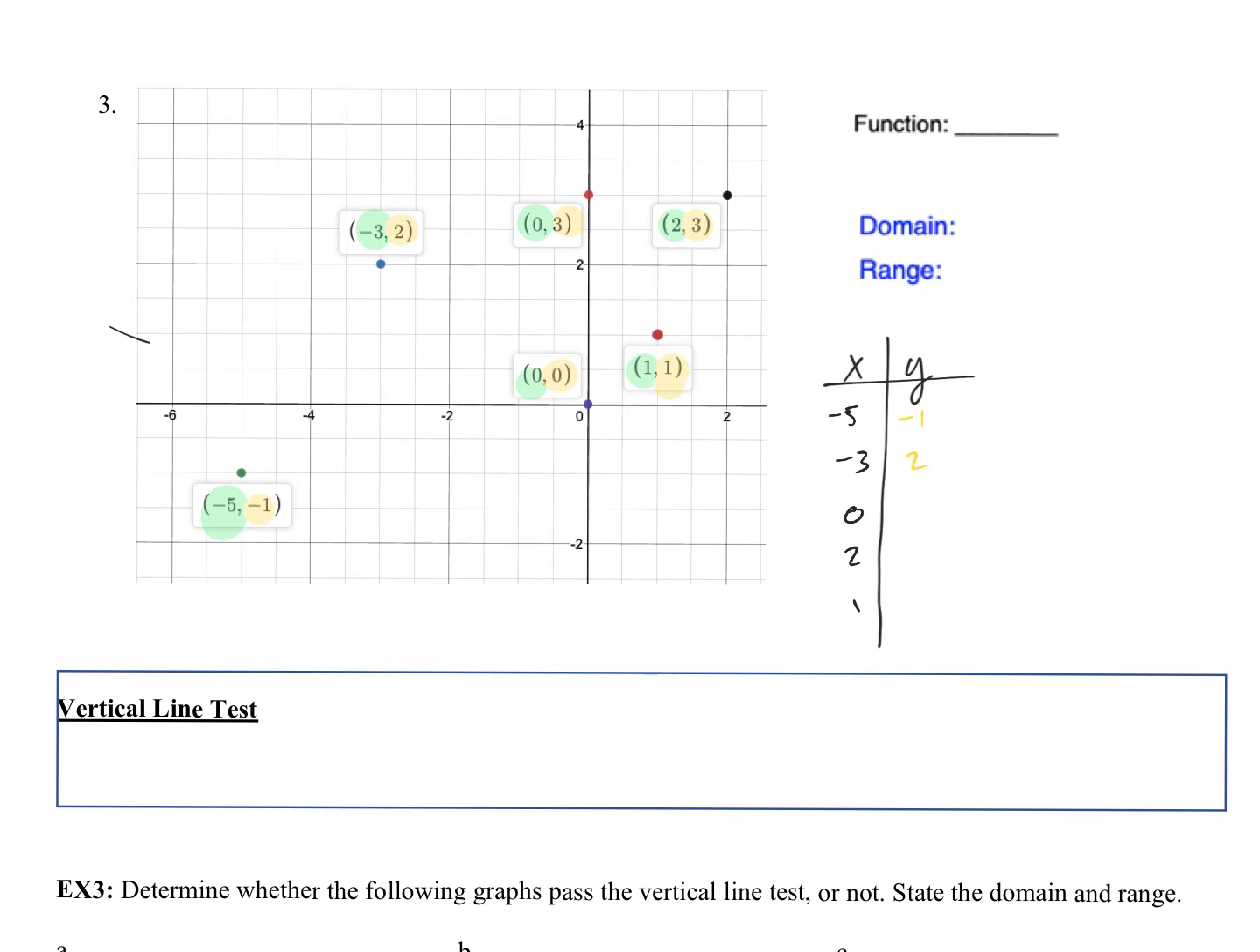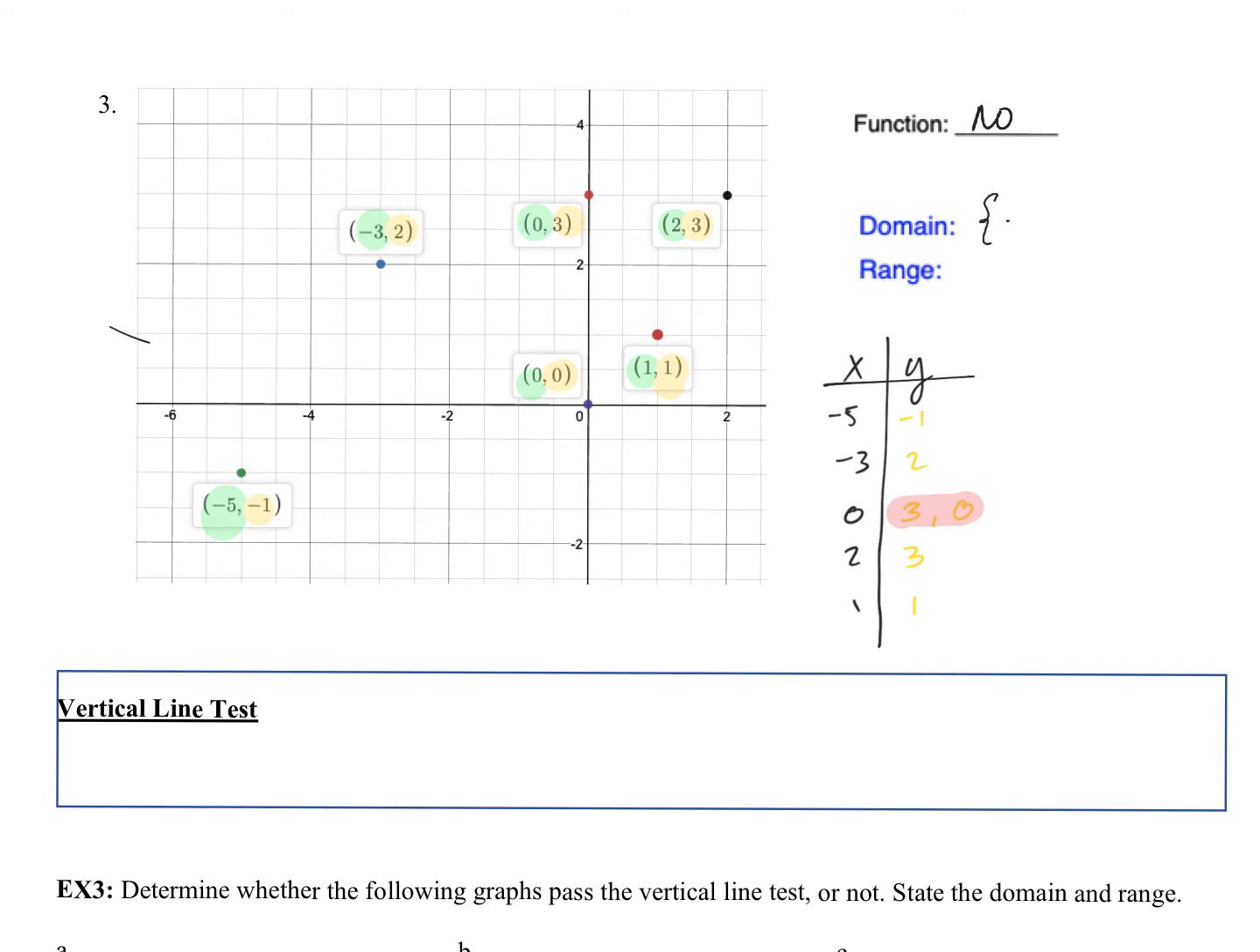-1, 2, 3, 0, 3, and 1. Aha! My x has 2 y's. So is this a function? The answer is no, it is not a function. But we can still create a domain and range.